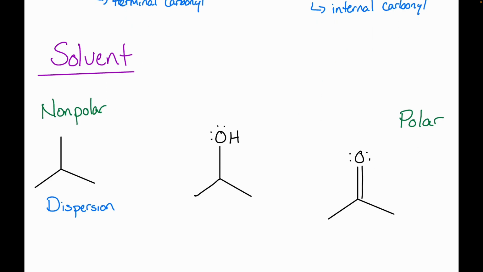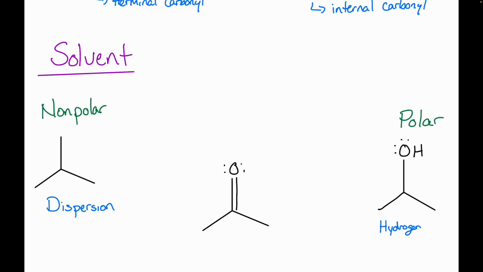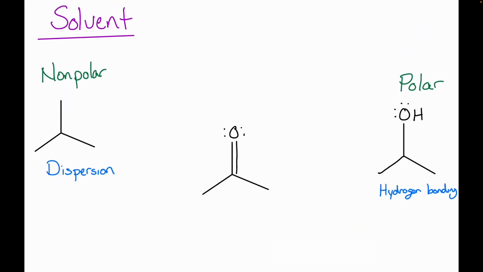All right, so then on the flip side, which one is the most polar molecule up here? It's going to be the alcohol. The alcohol is the most polar because that OH group is capable of hydrogen bonding, the strongest type of intermolecular interaction.